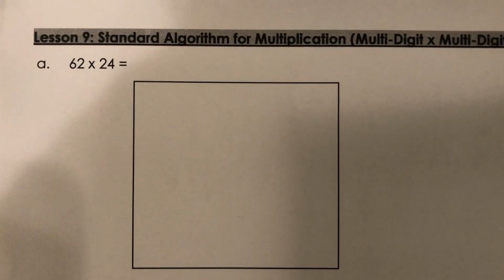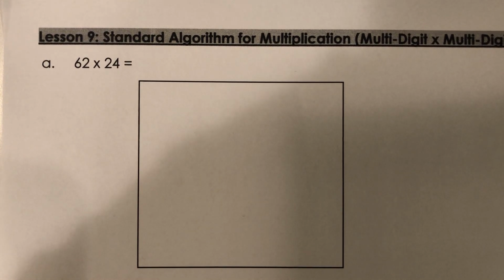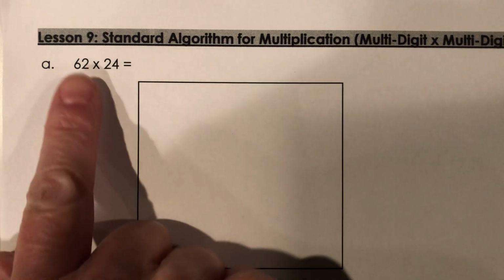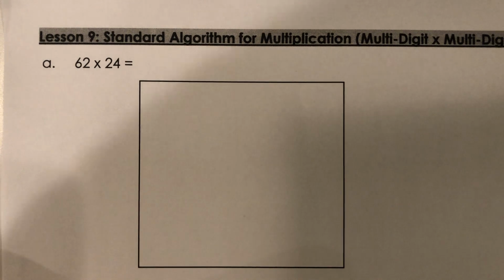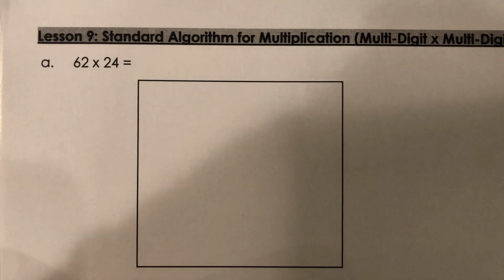Today's finally the day we're going to learn the standard algorithm for multiplication with a multi-digit multiplied by another multi-digit. So you're going to need your Unit 4 math packet for your notes, and I want you to open it up to lesson 9. That's the last one in this packet, and then I'll give you another one. We're not done with the chapter yet. We're going to move on to division next, so I have it separated out for you.